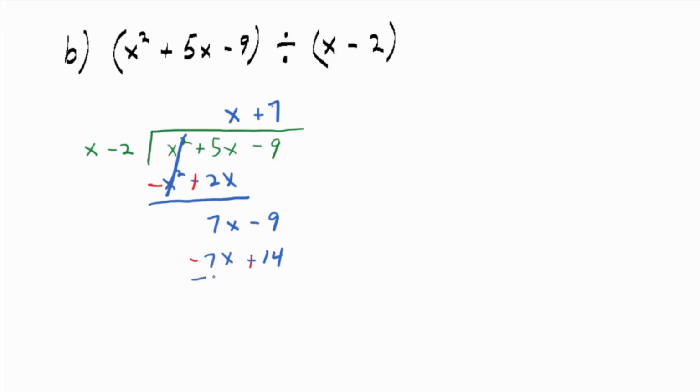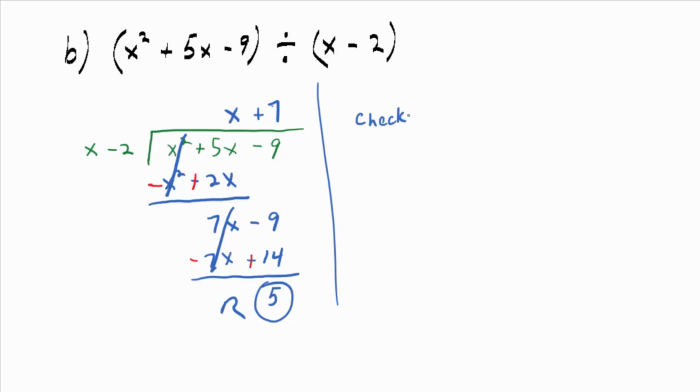So you do that, and what do you get? The front guys better cancel. They do. You get 5, and are you done? Is there anything else to bring down? Nope, so you're done. 5 is the remainder. What's the quotient? X plus 7. So what's the check on this guy? We should do at least one check. What's the check? What times what equals plus what equals what?